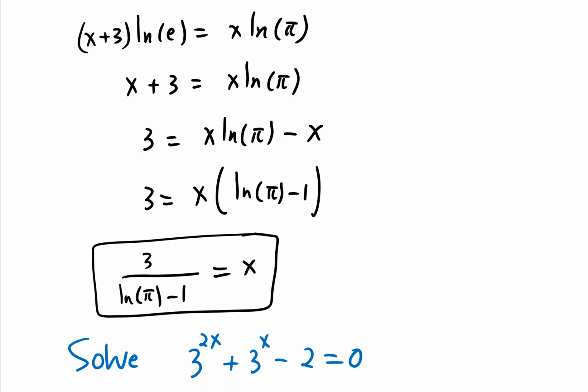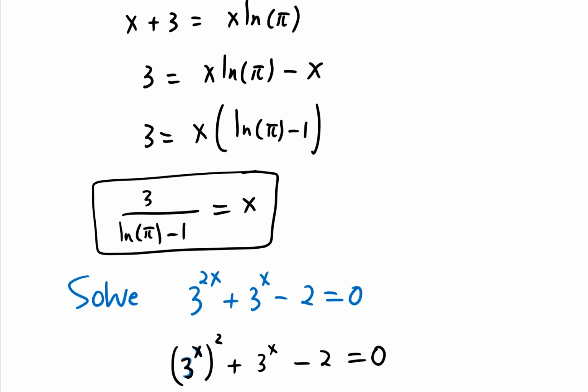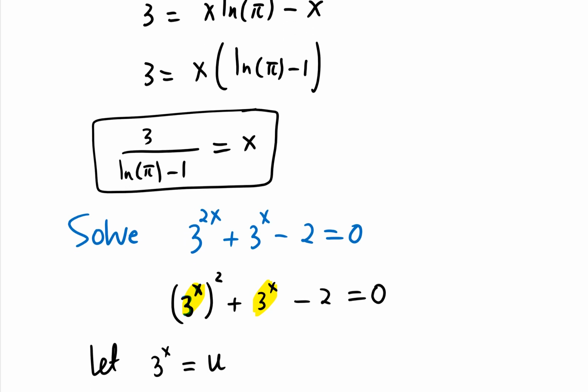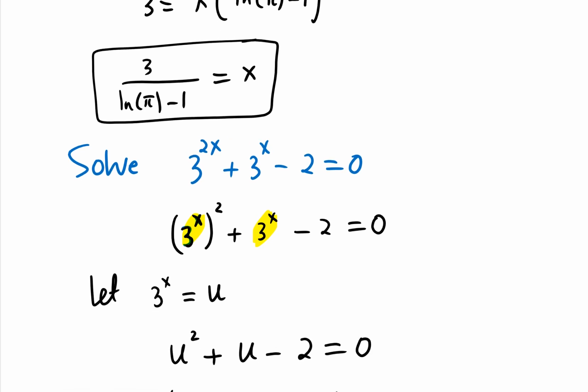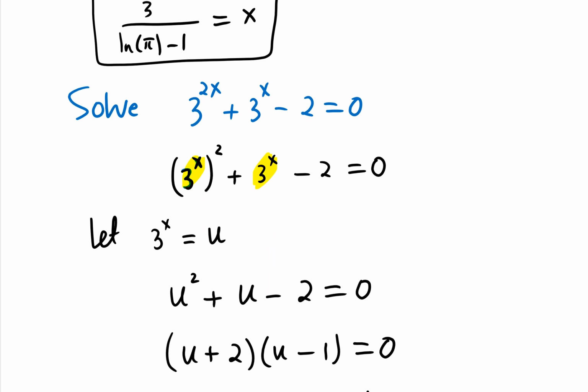Another example. Here we cannot do log both sides because we have 3 terms. This kind of equation has its own way of solving it. We can first rewrite the first one as 3 to the x, all squared. And then it shows us that there's 3 to the x, which can be replaced with any letter, let's say u. So that will give us u squared plus u minus 2 equals u. Then factor that one out, u plus 2, u minus 1 equals 0.